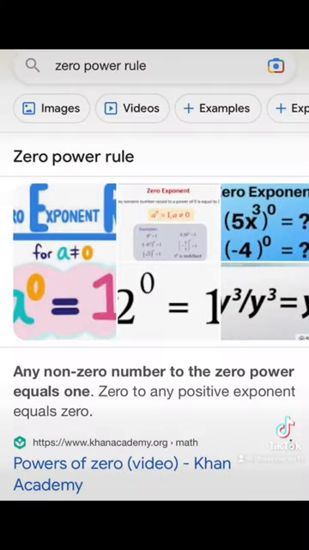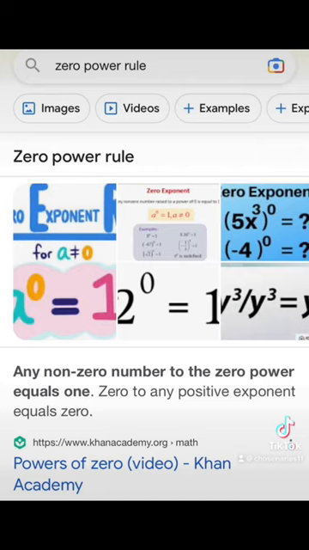I believe they taught us multiplication wrong. For instance, there's the zero power rule. Any non-zero number to the zero power equals one. Zero to any positive exponent equals zero. As we know, squaring or powering is the same as multiplication.